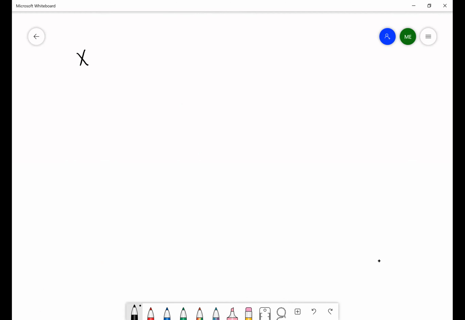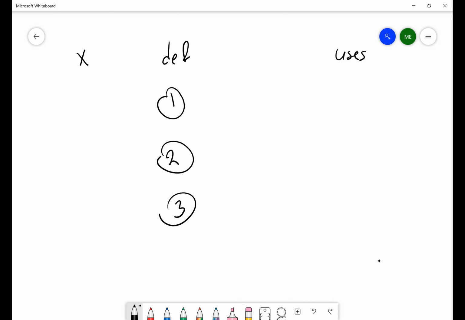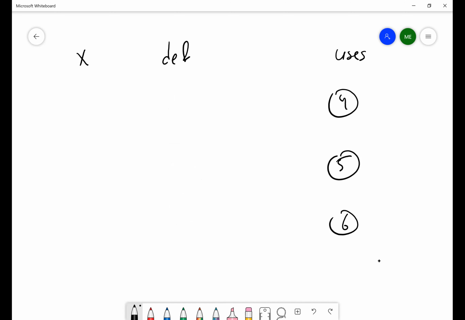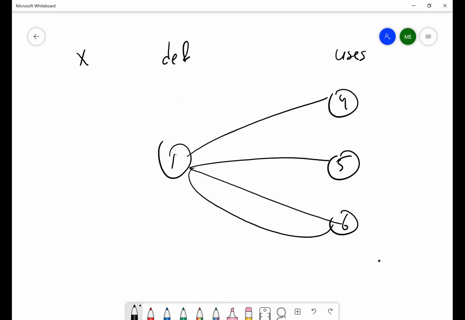Now, for a variable X, I could have a situation where I have the following definitions at 1, 2, 3, and then the following uses at 4, 5, and 6. Actually, let me do it a different way. I'm going to put one over here, and assuming it is connected as such. All defs.